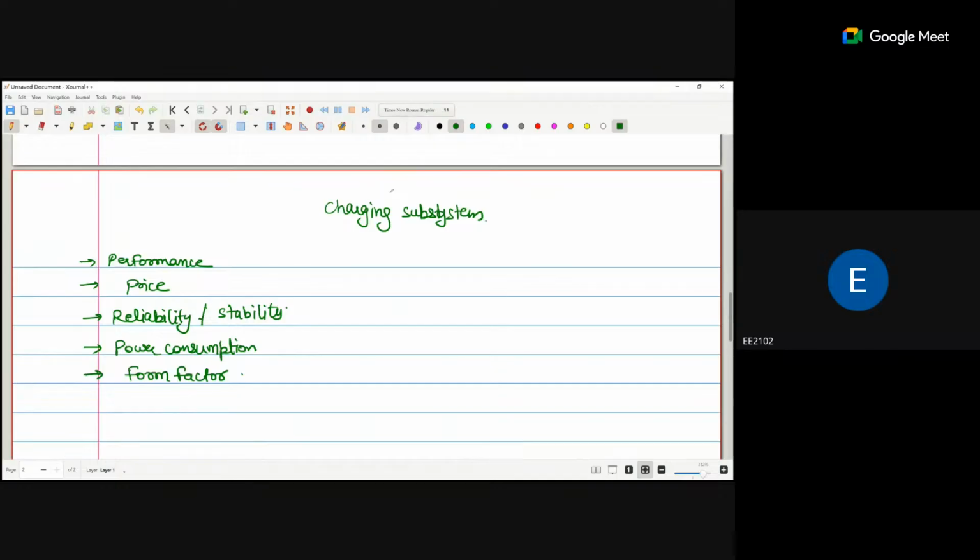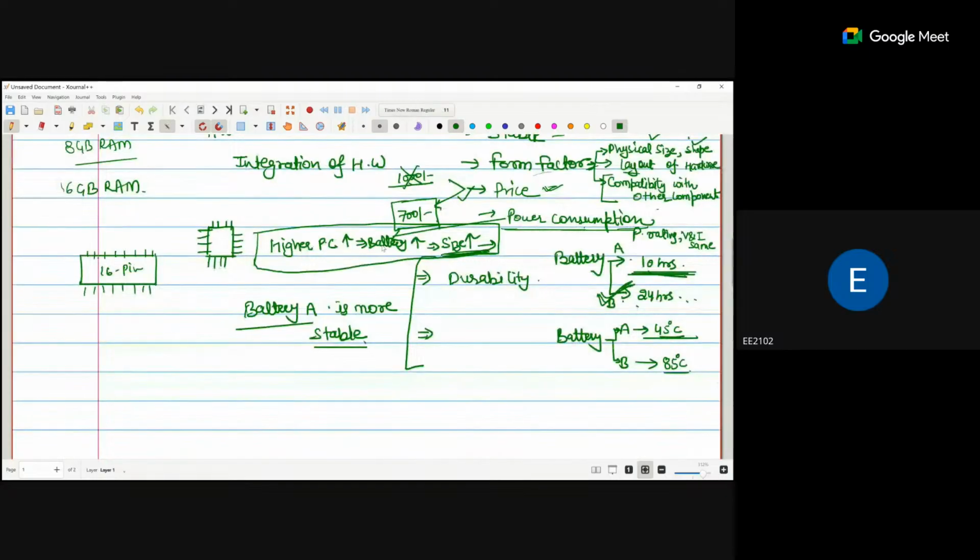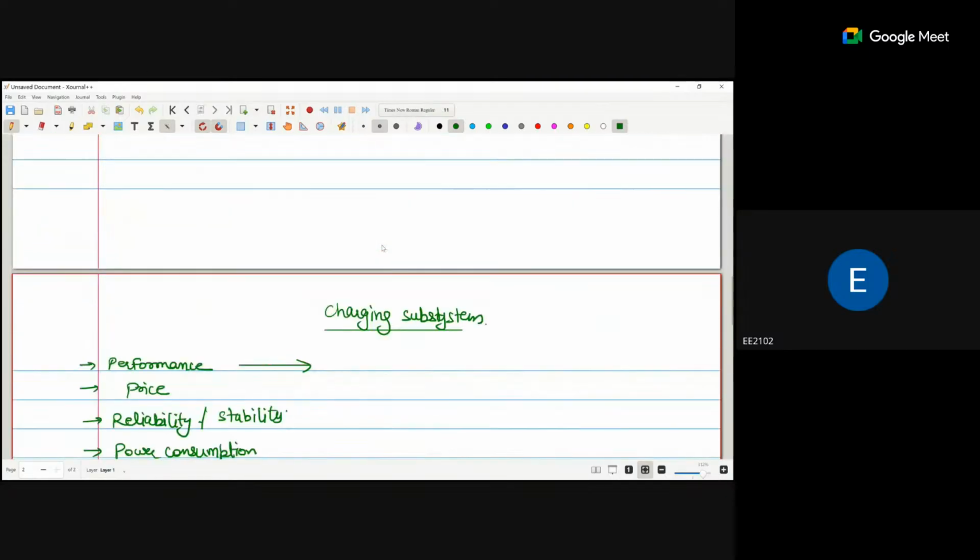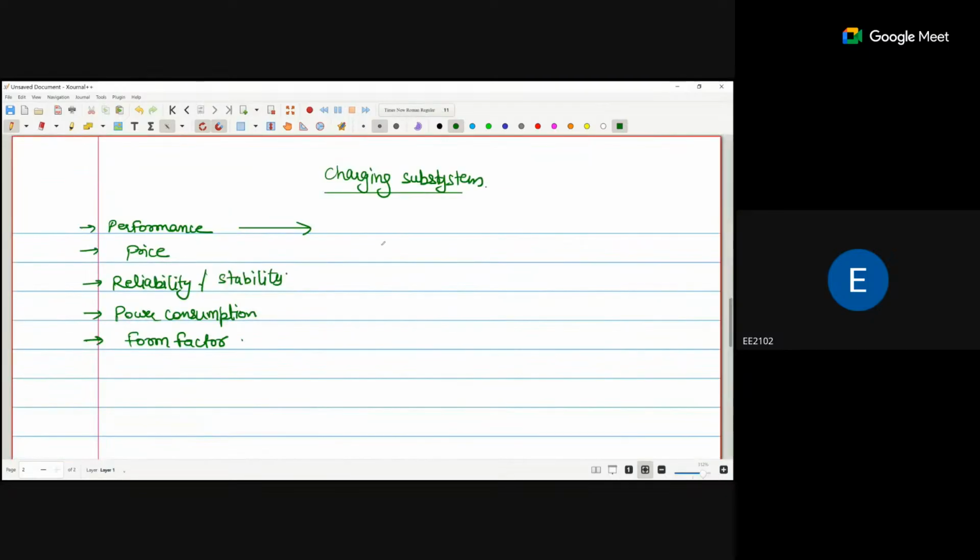Basically this will be discussed for the charging subsystem. If I am talking about the charging subsystem, what is the meaning of performance? Initially we discussed these factors, now we discuss what each factor means specifically for the charging subsystem. If we are talking about performance, it is how fast charging is possible.